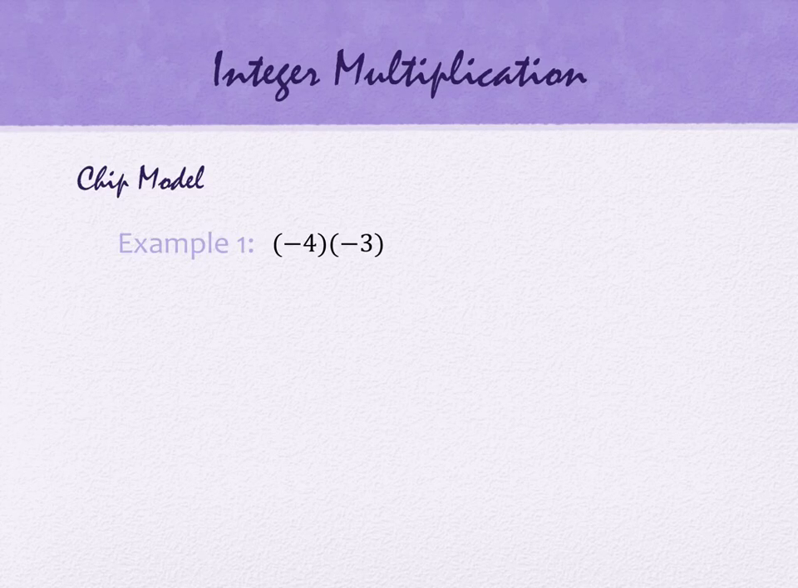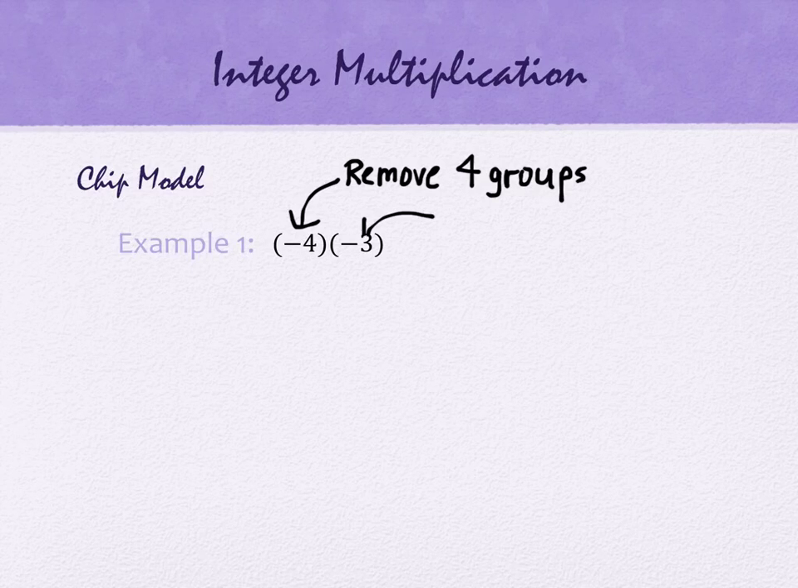In order to use the chip model, we have to talk about notationally what each of these values mean. So this negative here is going to be removing. And again, we could do the negative and the -3 to be removing. But one of our negatives, if we have 2 present, is going to be removing. And the 4 is 4 groups. Okay, so remove 4 groups. Over here, it's going to be of 3 red chips. Negative is red, remember? Remove 3 red chips.